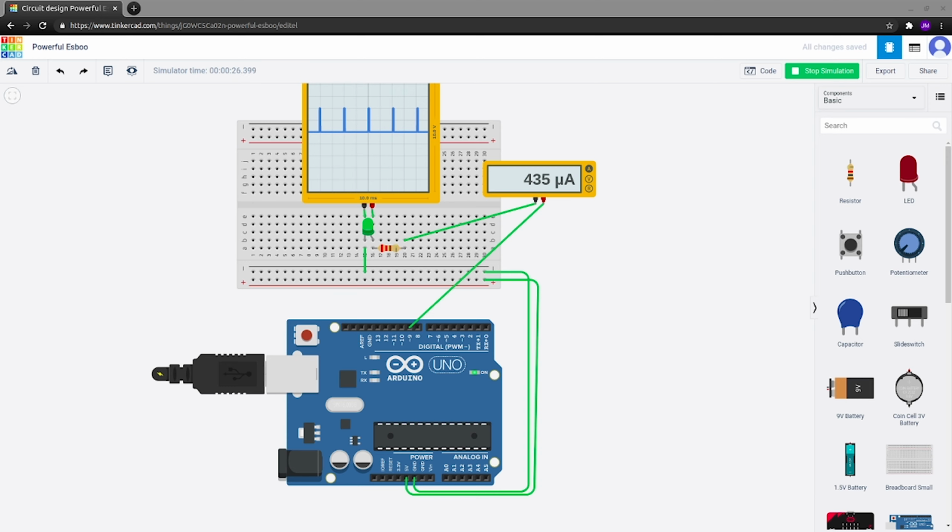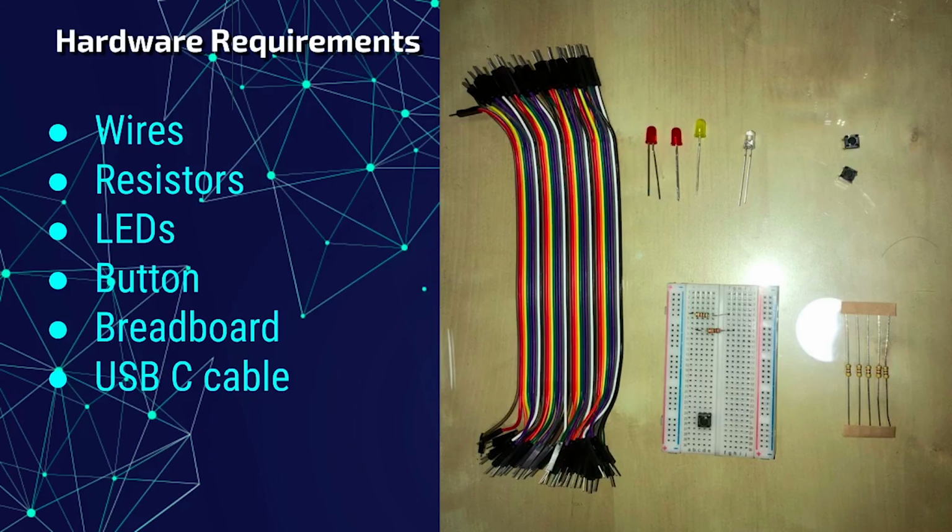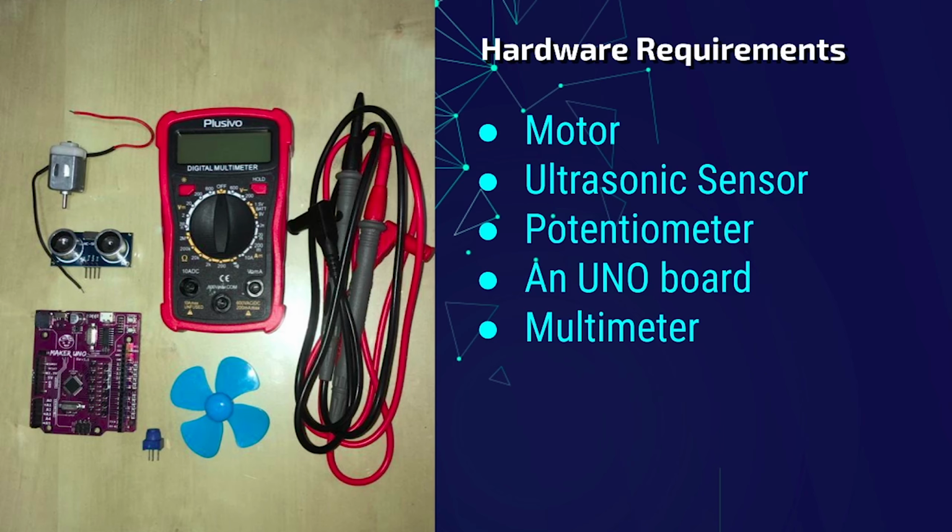Make sure that your kit has wires, resistors, LEDs, button, breadboard, USB-C cable, ultrasonic sensor, motor, potentiometer, and obviously an Uno board. We recommend the Maker Uno board as it is very beginner friendly with its built-in LEDs on the I/O ports to indicate their status, which is very useful for a beginner to troubleshoot errors. It is also much cheaper than the other Uno boards for the amount of components it has.